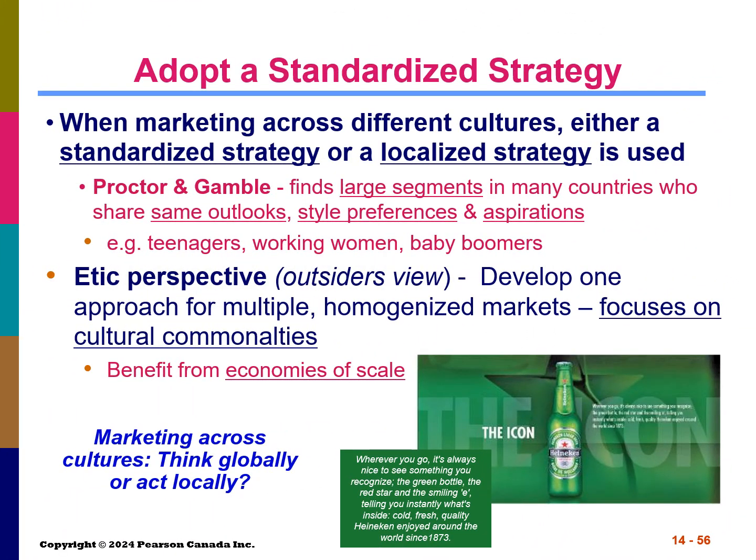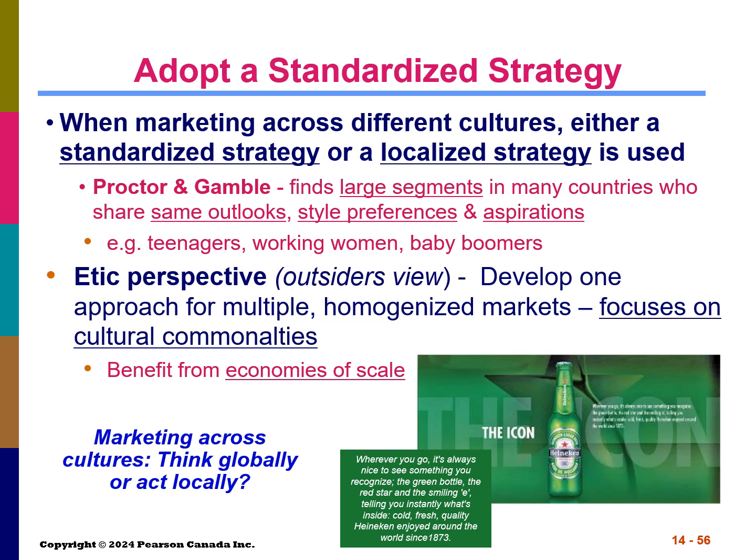When marketing across different cultures, either a standardized one-size-fits-all strategy or a localized strategy can be used. For example, Procter & Gamble often adopts a standardized strategy, finding large segments in many countries who share the same outlooks, style preferences, and aspirations, like teenagers, working women, and baby boomers, for example. A standardized strategy represents an etic perspective or an outsider's view. It involves developing one approach for multiple homogenized markets and focuses on cultural commonalities. Users benefit from economies of scale. They don't have to invest time and money into developing separate strategies for each country.